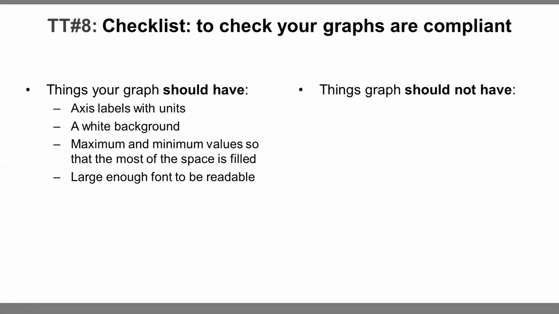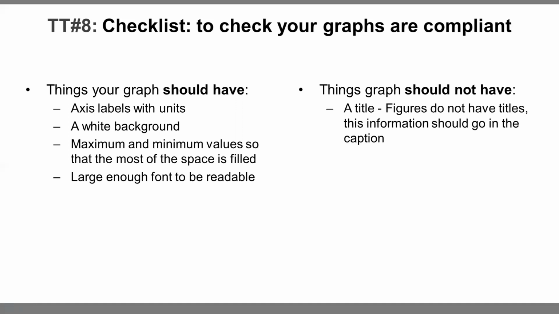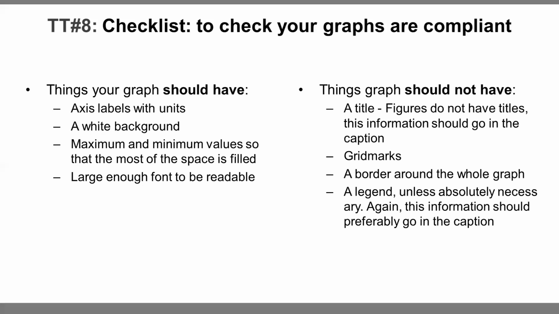Things graph should not have is a title. The figures do not have titles. This information should go in the caption. Grid marks, avoid grid marks because your important data labels or the values on your graph may get missed. A border around the whole graph is usually not given when we are sending it for publication in journal. Whereas if you are using it for your thesis or your dissertation work, give a border for better understanding. A legend unless absolutely necessary. Again, this information should preferably go in the caption, but every journal has their own rules, and most of the times the legend goes as a separate entity.